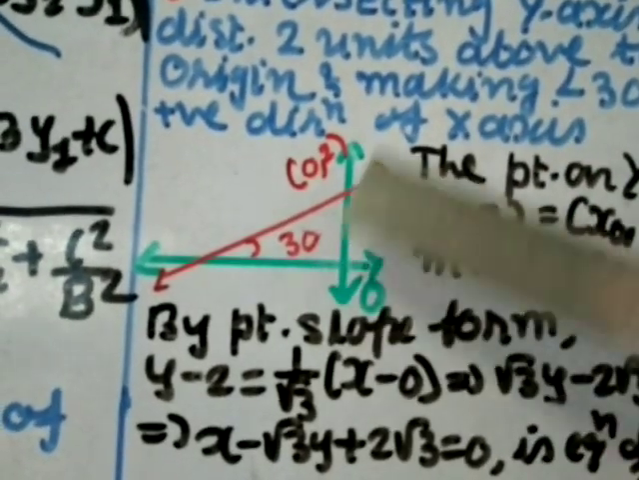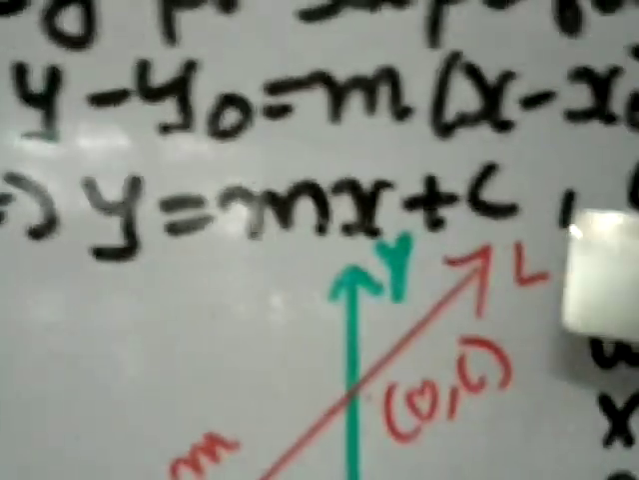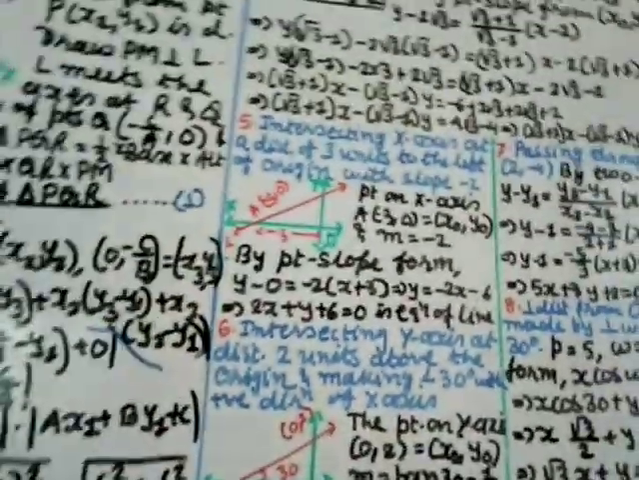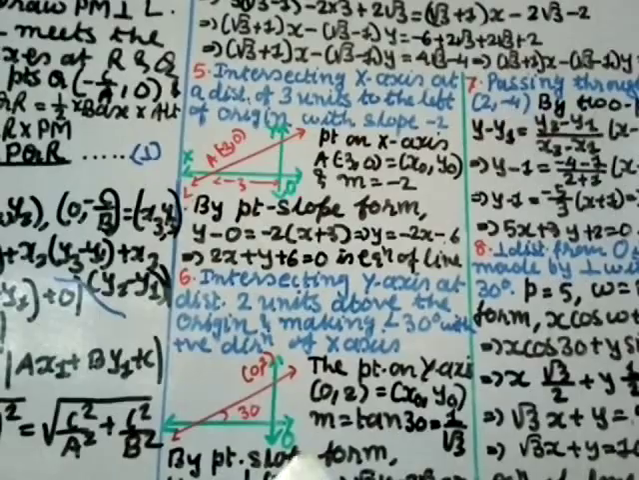Or you can say this can be used also another method, intercept on the y-axis as c equal to 2. Okay, so you can use the intercept form, y is equal to mx plus c, and this is the scenario. But I am using point slope form. Okay, so I will use point slope form of equation of line.